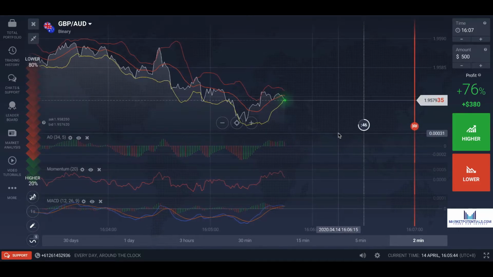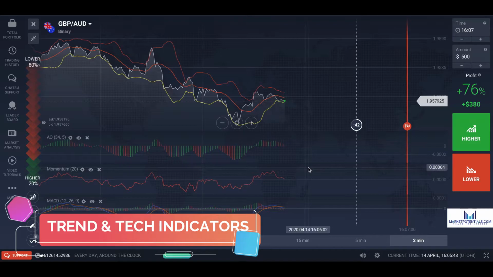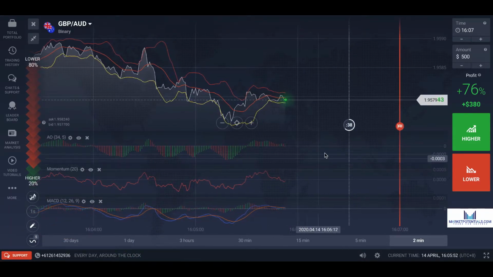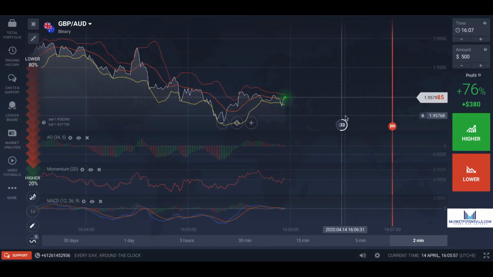Okay. Now, what I am actually looking at the moment while I'm talking to you, I'm trying to do a couple of things. I'm looking at the trend. I'm also analyzing the indicators that I see here to try and decide whether in this time frame here the price is going to be higher or lower.